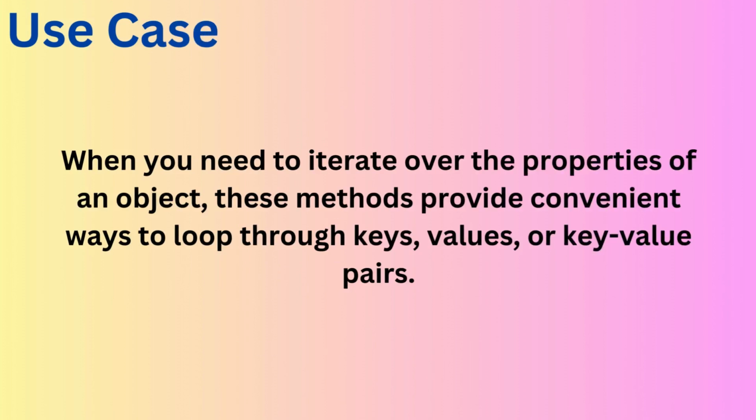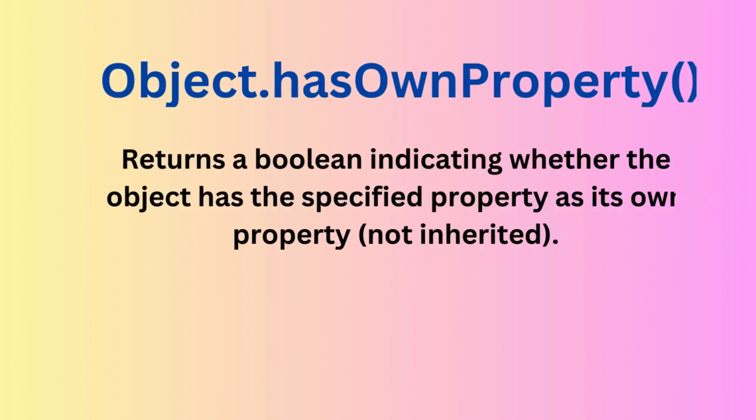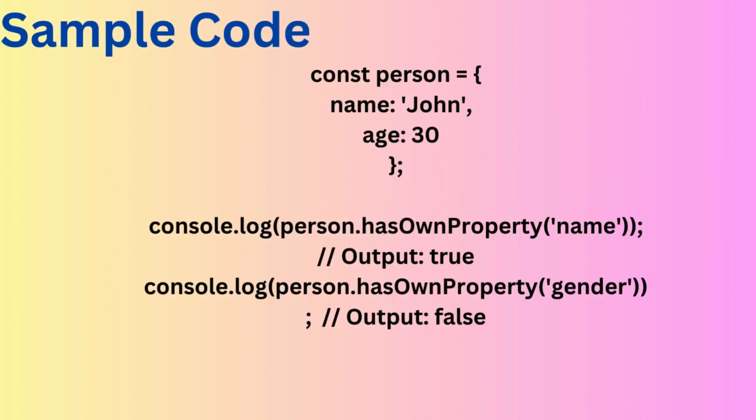Object.hasOwnProperty returns a boolean indicating whether the object has the specified property as its own property, not inherited. Use case: when you want to check if a property exists on an object without checking the prototype chain, you can use hasOwnProperty.